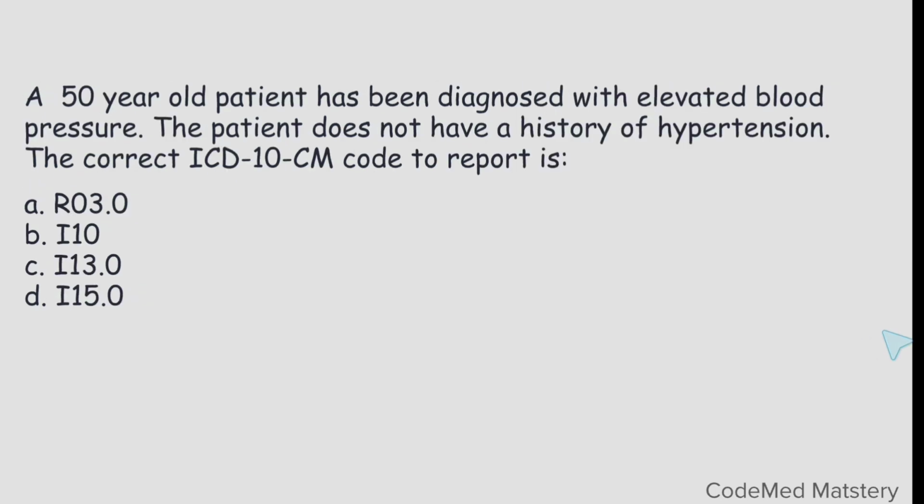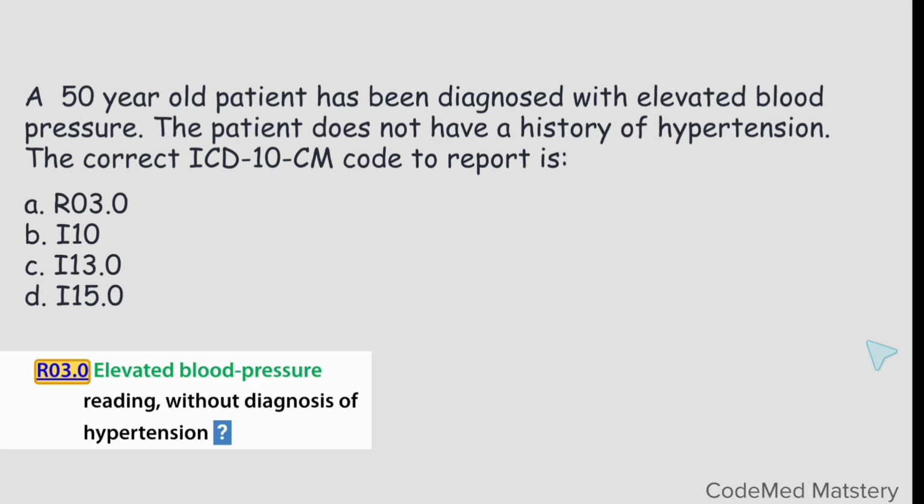Next question. A 50-year-old patient has been diagnosed with elevated blood pressure. The patient does not have a history of hypertension. The correct ICD 10 CM code to report this is, check option A R03.0. R03.0 is for elevated blood pressure reading without diagnosis of hypertension. In this scenario, the patient has been diagnosed with elevated blood pressure. The patient does not have a history of hypertension. So, R03.0 is matching with the question. We'll keep this option for now.